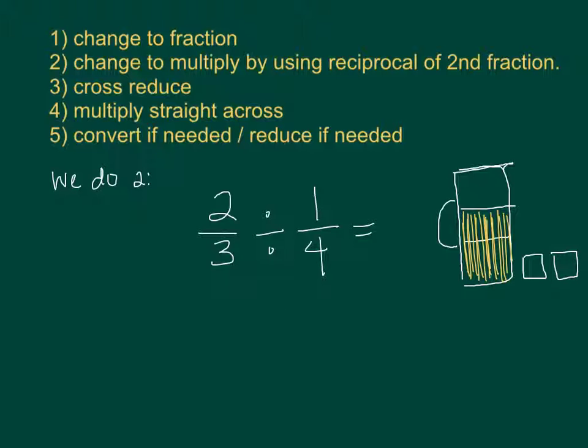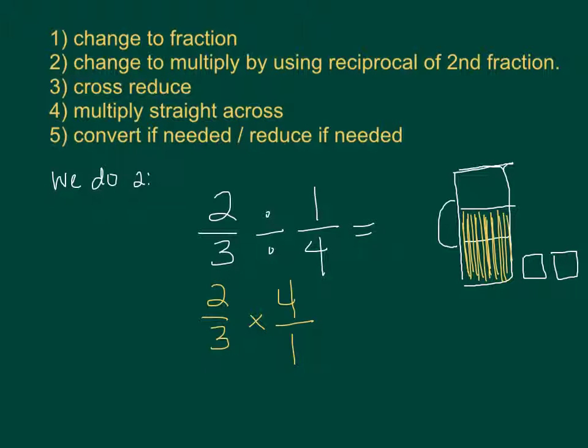Okay. So step 1, change everything to a fraction. That's a fraction, and that's a fraction. So I'm good with that step. Step 2, let's make this into a multiplication problem because it's easier that way, by undoing the division using the reciprocal of the second fraction. So we can just convert this into multiply, a little bit of math magic, by flipping that second fraction, the reciprocal. Now that that's done, it's just a multiply problem.